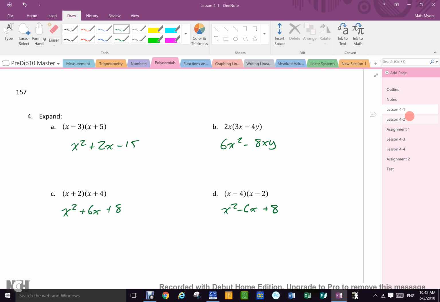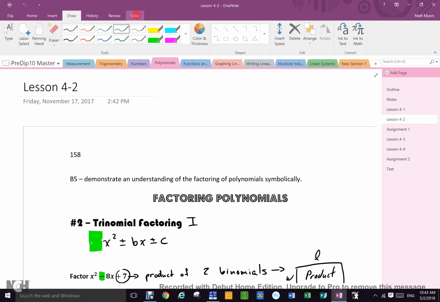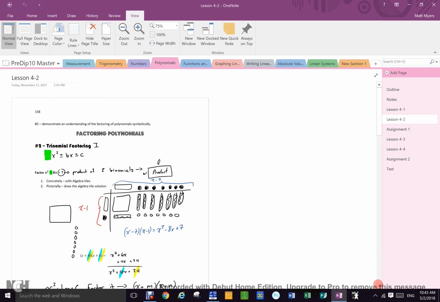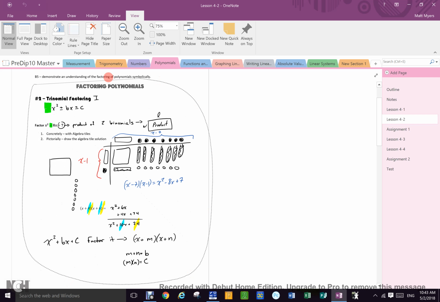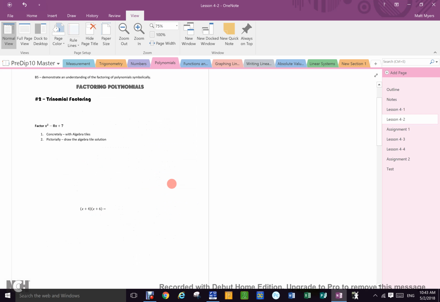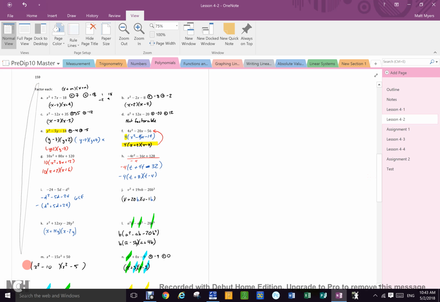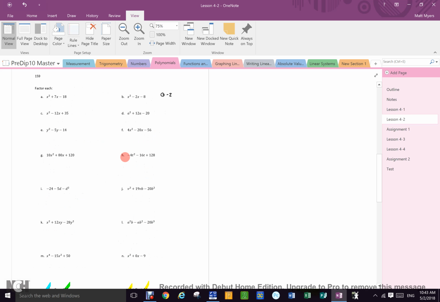Yep. Next page. You have 15 minutes left in class. You are not leaving. Next page. Oh, Trinomial Factoring. Are we doing that right now? We're doing the beginning of it.